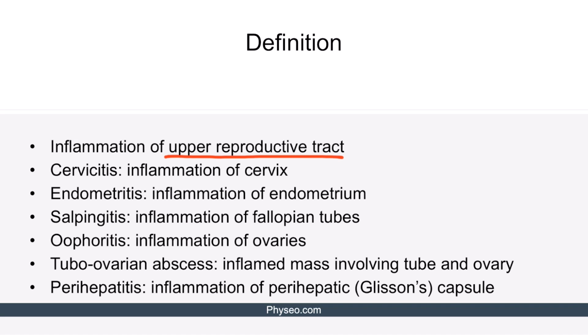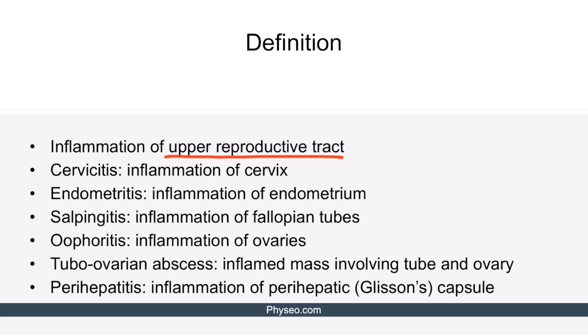Cervicitis, as the name implies, is inflammation of the cervix. Endometritis, as we just discussed, is inflammation of the endometrium. Salpingitis signifies inflamed fallopian tubes, while oophoritis refers to inflamed ovaries. Tubo-ovarian abscess is an inflammatory mass involving the fallopian tube and the ovary. We'll talk about this in another section.